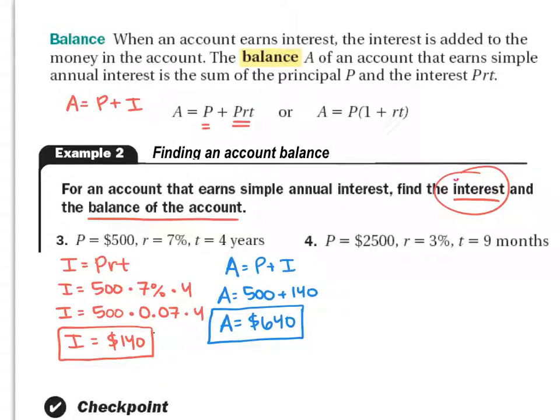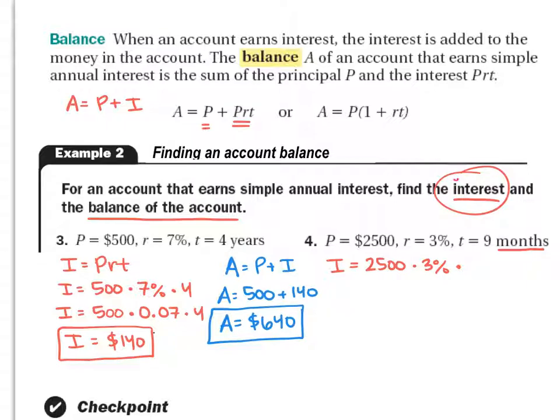Now, as we move over to number 4 and you look at the information that you've been given, the principal is $2,500, the rate is 3%, and the time is 9 months. Something should jump out at you. And that is that our time has been given in months, not years. And so if I were to plug into my equation, if I were just to do 2,500 times 3% times 9, that would be a problem because that would be insinuating that I had put the money into the account for 9 years, but it really wasn't 9 years, it was only 9 months. And so this is not going to work.